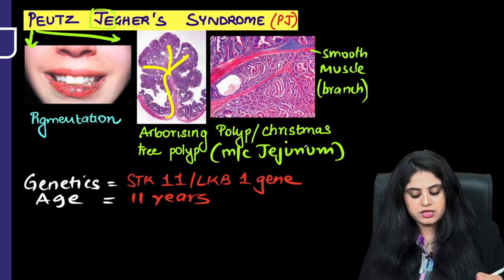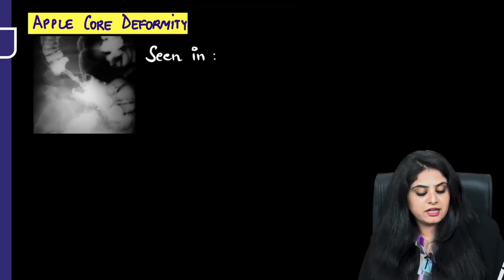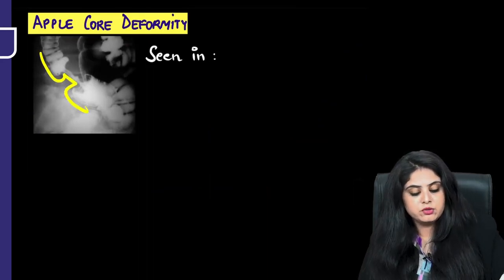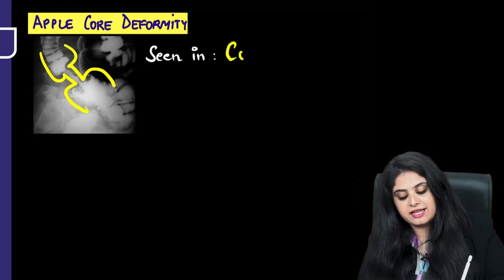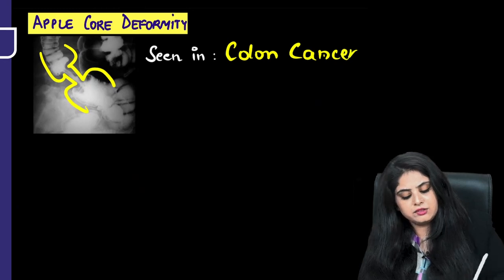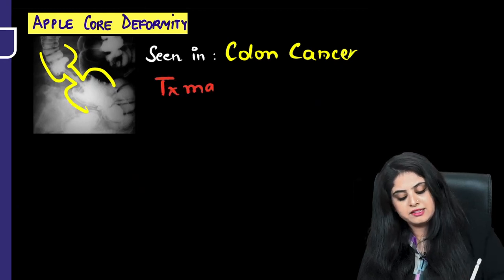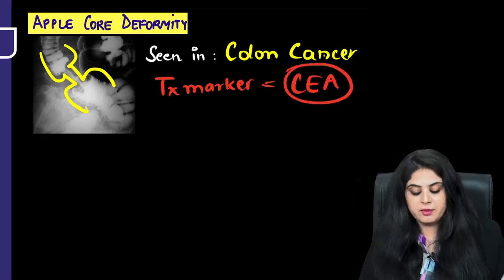Peutz-Jeghers syndrome also done. The last 2-3 images of intestine that you're left with are actually radiology images. Which of them shows you the apple core deformity? Of course, it is seen in intestinal cancer or colon cancer. I just wanted to quickly ask you what the tumor marker is, because that has started getting a lot of questions. So I hope you remember CEA, carcinoembryonic antigen, is the tumor marker.